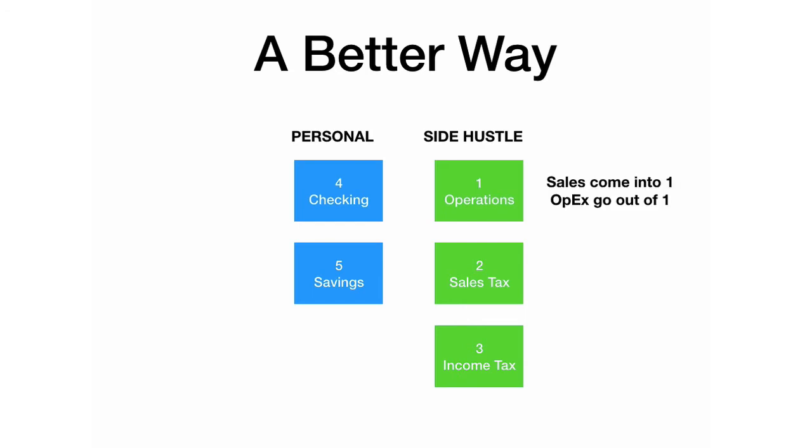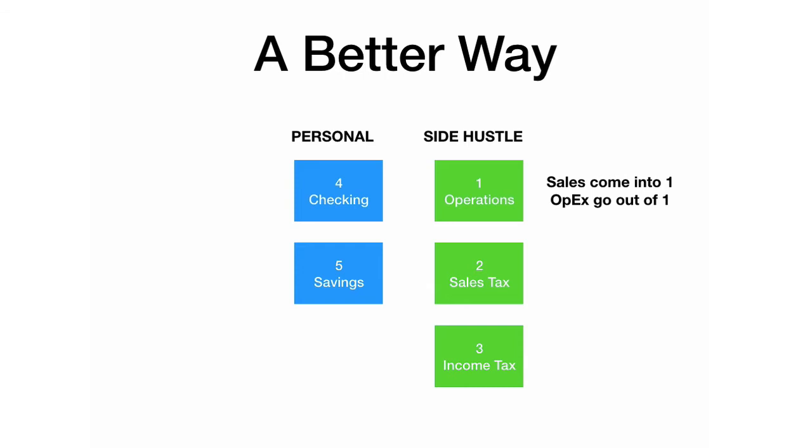Here's why. When sales come in to your business through your side hustle activities, all that money goes into account number 1, operations, or OpEx. When you spend money running your business, say your printer runs out of ink and you need to buy a printer cartridge, you would buy that from your operational expense account here, number 1, known as operations.